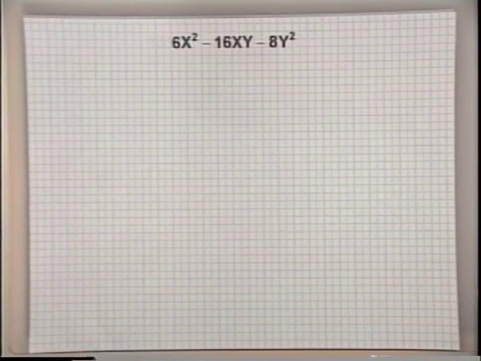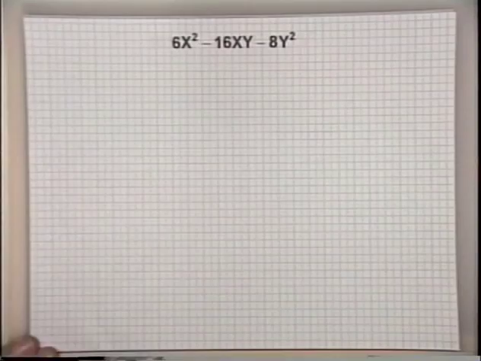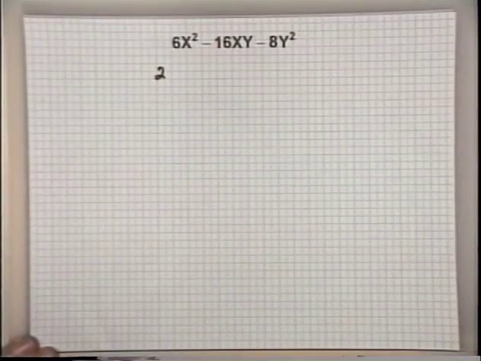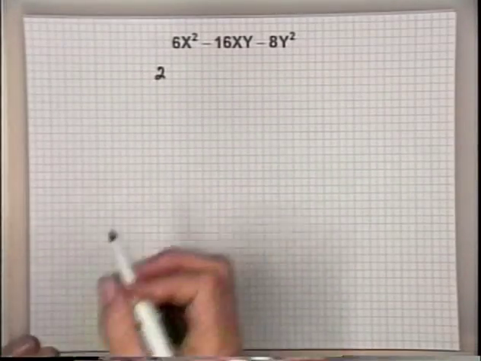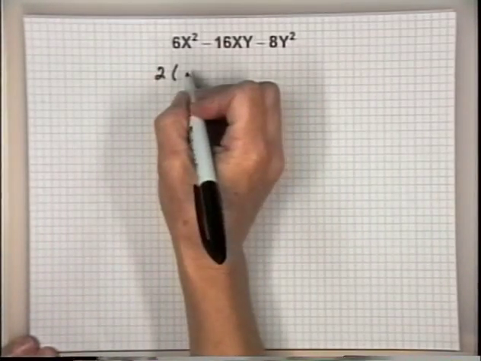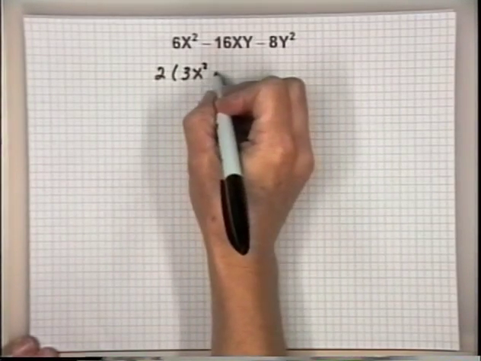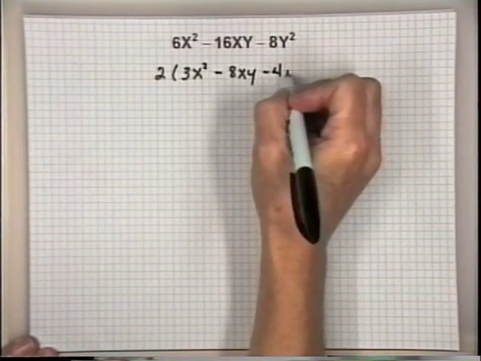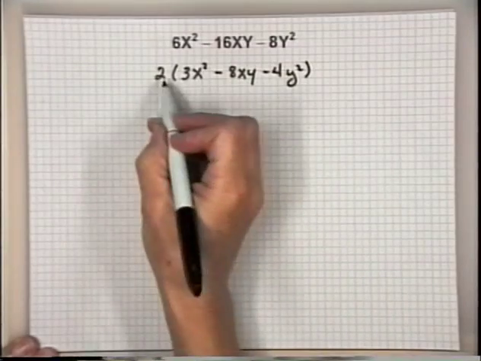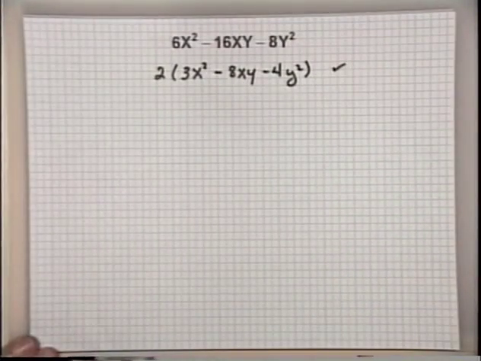(6x squared minus 16xy minus 8y squared). These numbers are all divisible by 2, so we have a common factor of 2. None of my variables is common to all 3 terms, so I cannot factor out any of those variables. Dividing by 2 up here, we have 3x squared minus 8xy minus 4y squared. Multiplying this out, I can see that at this point I do have the correct factors.